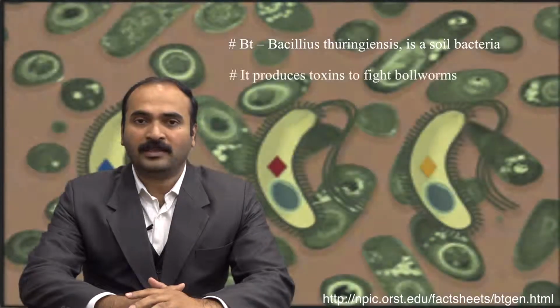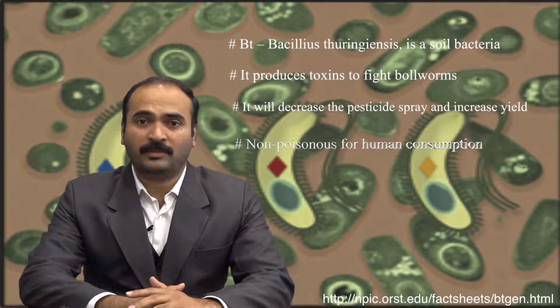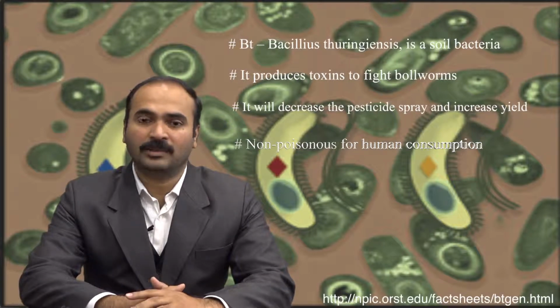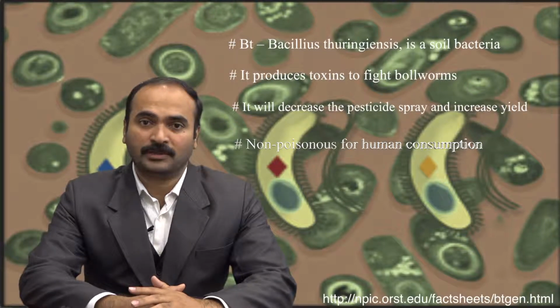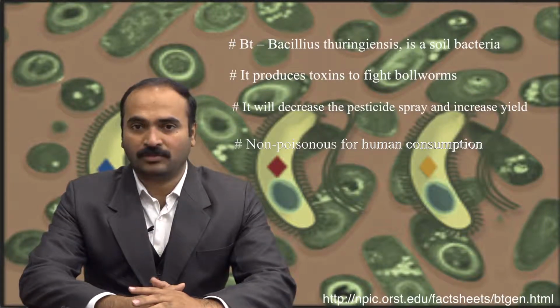BT cotton is a genetically modified crop introduced for cultivation in the year 2002. BT stands for Bacillus thuringiensis. It is a soil bacterium which is capable of producing toxins and fighting pests when introduced in the plants. It is generally considered to be non-poisonous for human consumption by scientists across the globe. The BT gene is tweaked into the genetic makeup of the cotton to be called BT cotton. It is considered to bring relief to the farmers by reducing their pesticide spray and increasing the yield of the crop, since the BT helps in pest management.